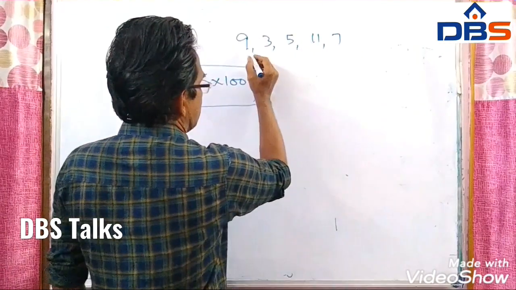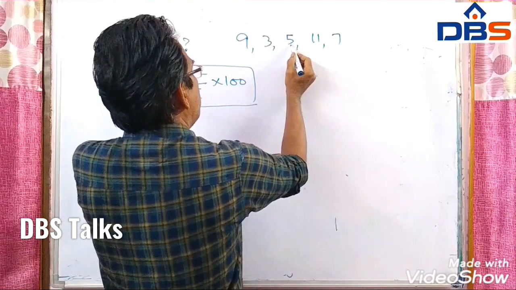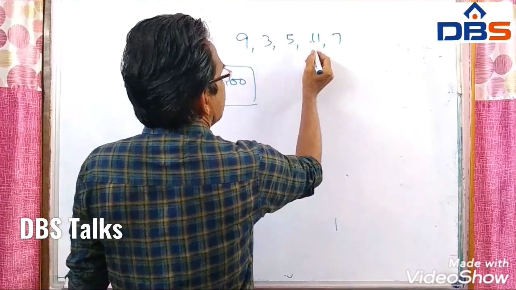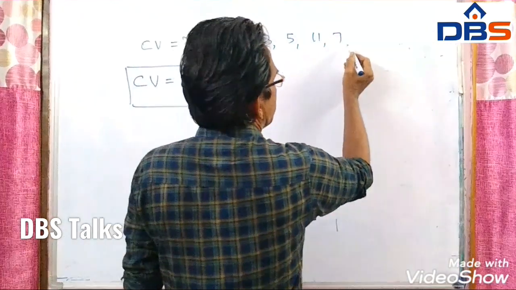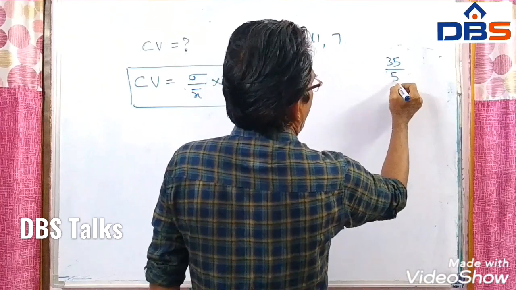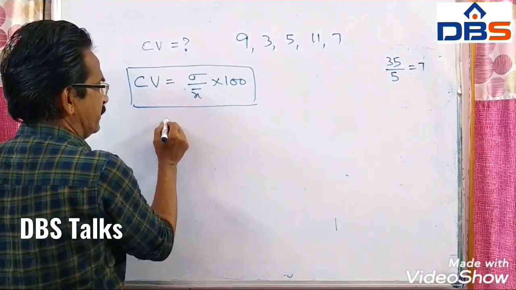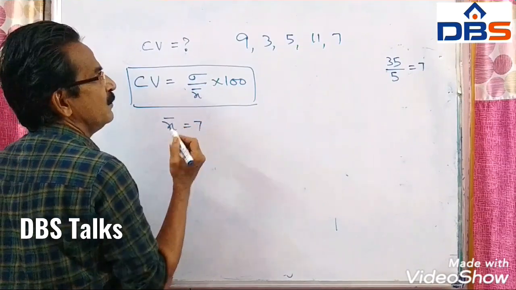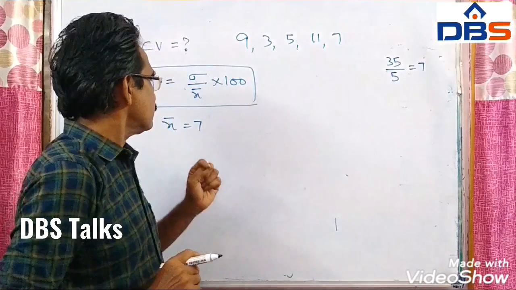Sum of these 5 values: 9 plus 3 is 12, 12 plus 5 is 17, 17 plus 11 is 28, 28 plus 7 is 35. 35 by 5 values are there, friends, 7. So x bar is equal to 7. Right, friends? X bar is equal to 7.